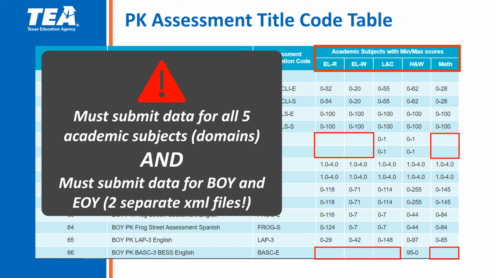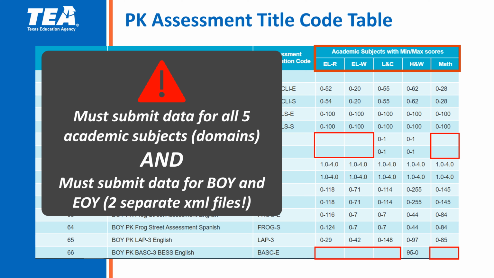The data element associated with student progress monitoring is titled the Assessment Title Code Table. It is code table DC154. Each tool from the Commissioner's list has its own code for Spanish and English assessments.